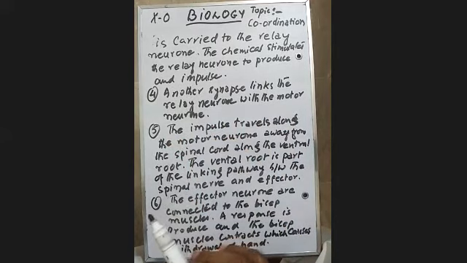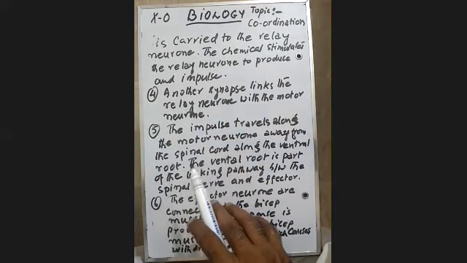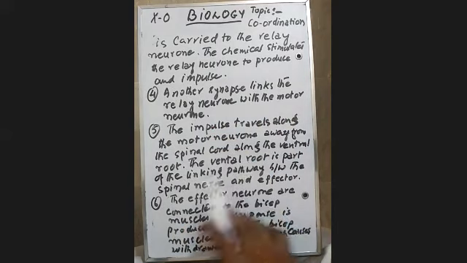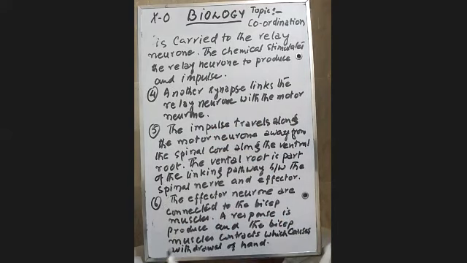And so this relay neuron is connected to another neuron, that is the motor neuron. That impulse travels along the motor neuron, away from the spinal cord, along the ventral root. The ventral root is part of the linking pathway between the spinal nerve and effectors. The effector neurons are connected to the bicep muscles. As the response is produced, the bicep muscle contracts, and as a result, withdrawal of the hand takes place. So this was all about the reflex action.